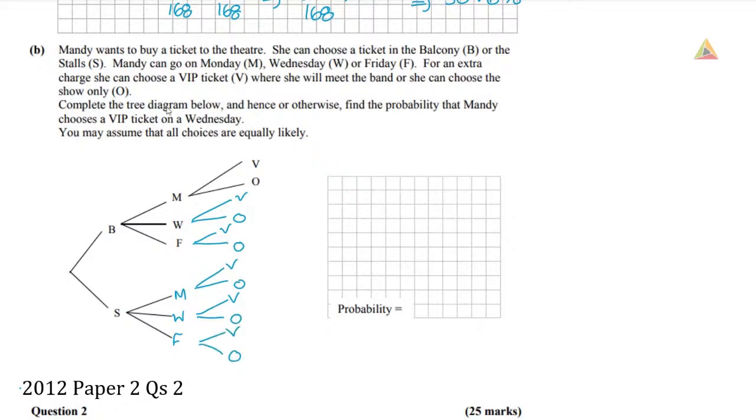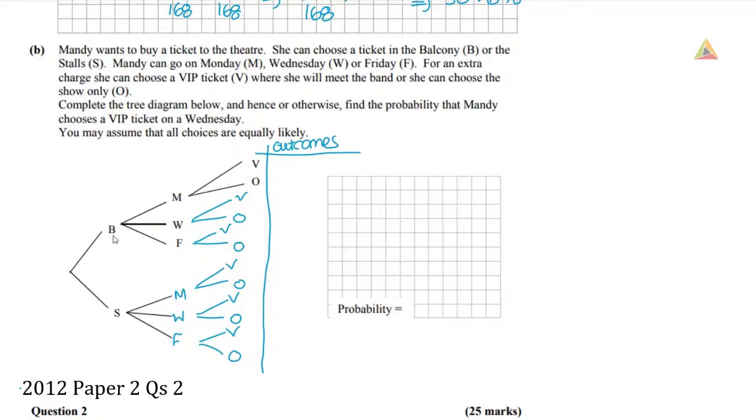So it says complete the tree diagram below and hence or otherwise find the probability that Mandy chooses a VIP ticket on a Wednesday. So we want to know the probability that she gets a VIP ticket on a Wednesday. So what are the outcomes? So we haven't listed our sample space yet. So what are these outcomes? So we need to work out getting to this V here.